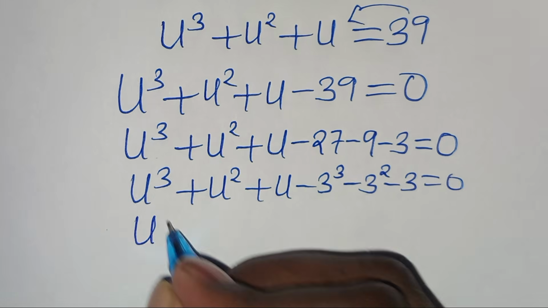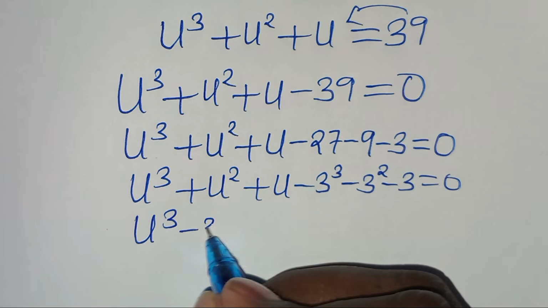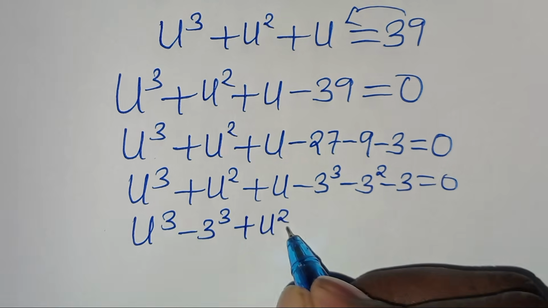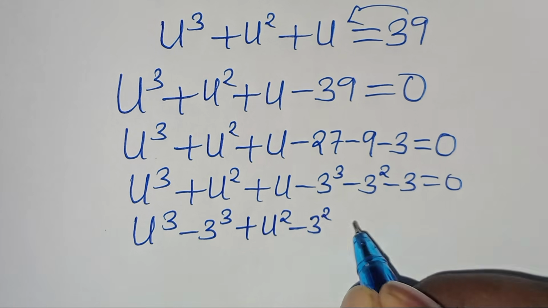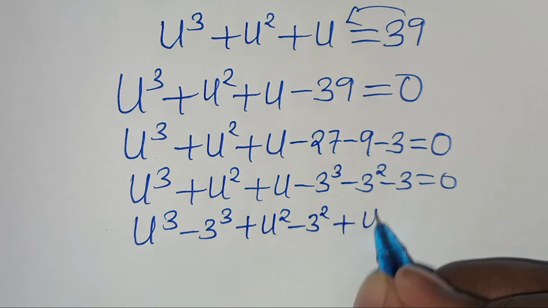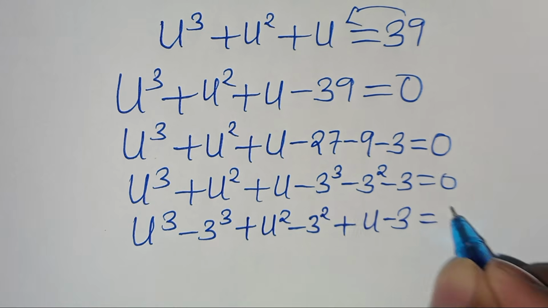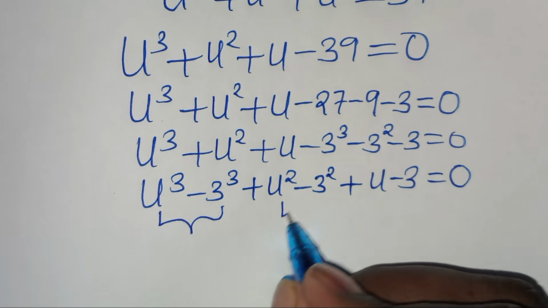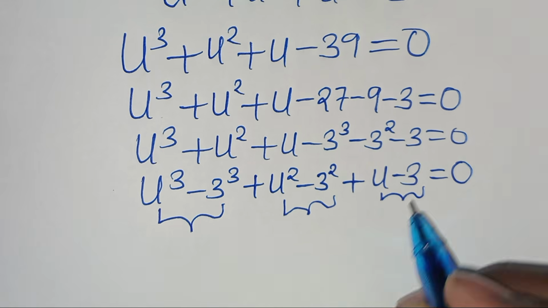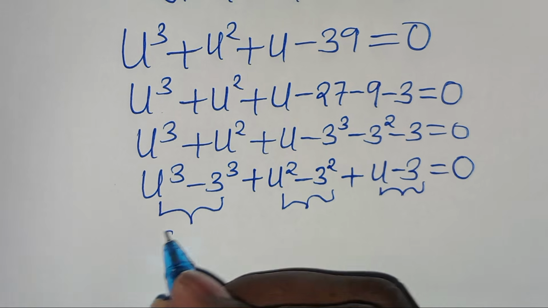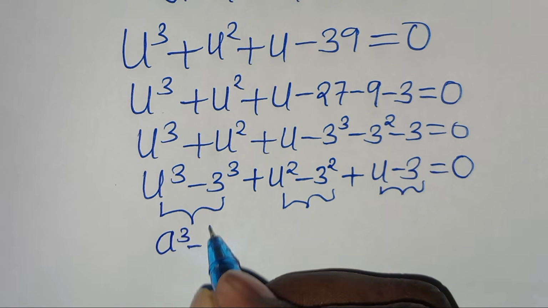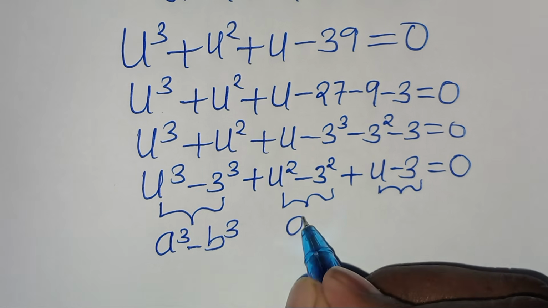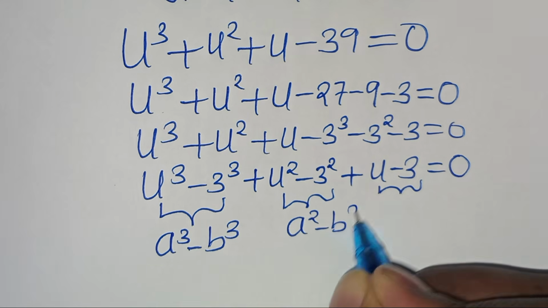So we have u to the power of 3 minus 3 to the power of 3 plus u to the power of 2, subtract 3 to the power of 2, then plus u minus 3. This is equal to 0. Now we have got three parts here. Now the first part is the difference of two cubes expressed as a to the power of 3 minus b to the power of 3. The second part here, this is the difference of two perfect squares.